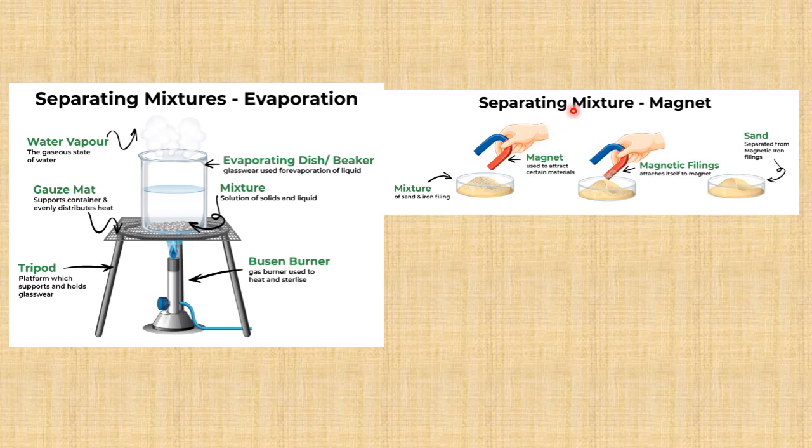Now in the case of separating a mixture using magnets, if you have a mixture of sand and iron filings, magnetic separation is used here.